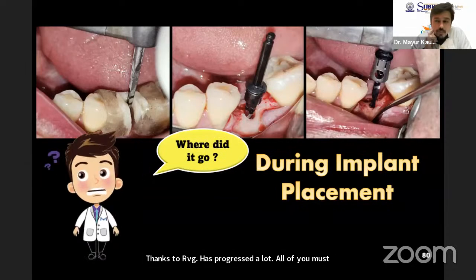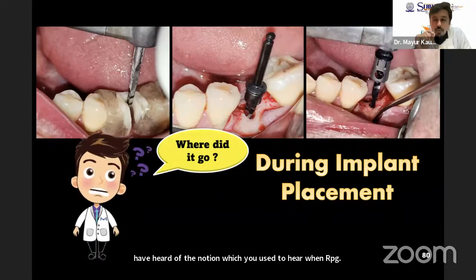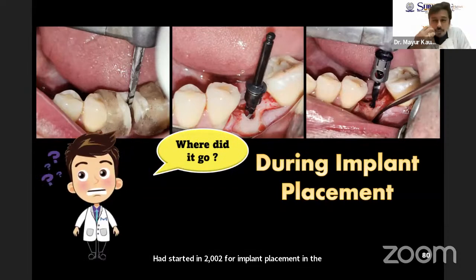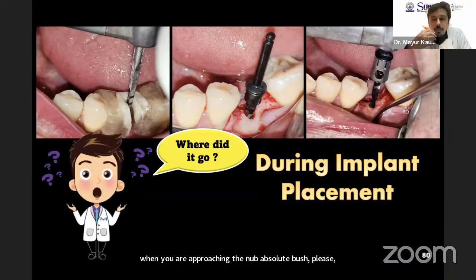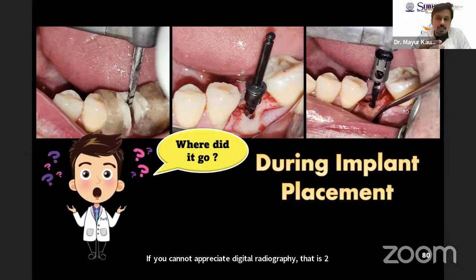For implant placement in the posterior area, please do not give a nerve block. You won't get to know when you are approaching the nerve. Absolute nonsense. Please understand, all these things are from before digital radiography was invented. If you cannot appreciate digital radiography, that is two-dimensional, your normal RVG, definitely you cannot appreciate CBCT.